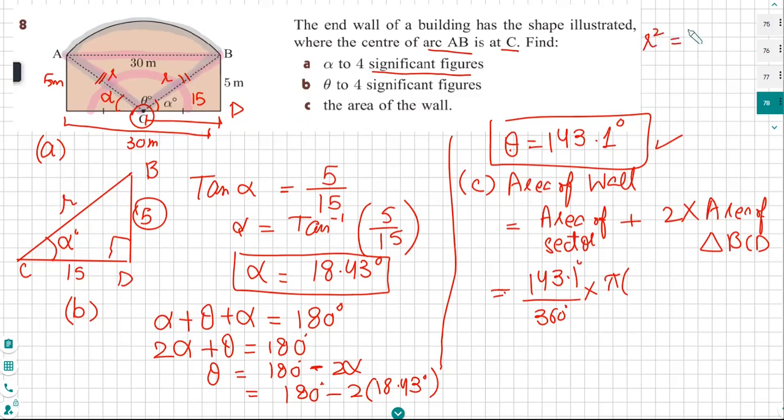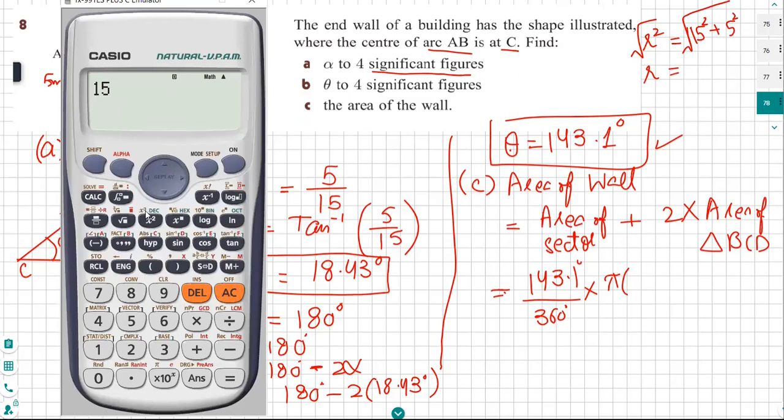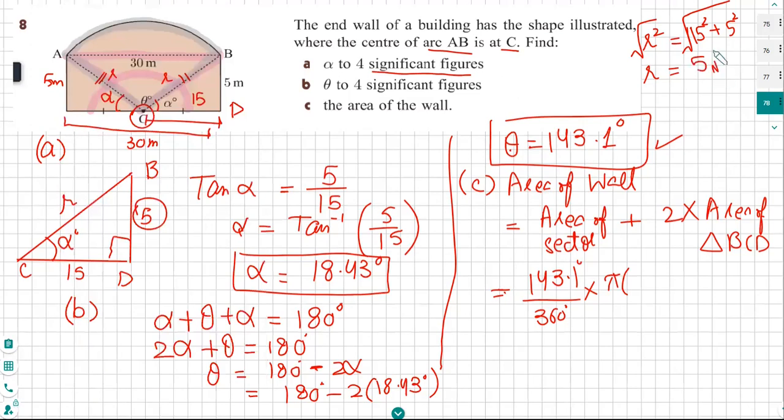So I'm finding the r here first. So r square is equal to 15 square plus 5 square. Now taking square root of both sides, we get r. It is square root of 15 square plus 5 square. So we get 5 into square root 10. I'm using the exact value. I'm not converting to decimal, right? So this is 5 times square root 10 whole square, pi r square. Then plus 2 times area of the triangle.